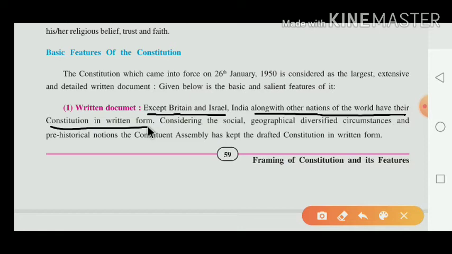It means our Indian constitution is in written form, and it considers socially and geographically diversified circumstances and pre-historical notions. The Constituent Assembly kept the draft constitution in written form. While preparing the Indian constitution, they had to see the social as well as the geographical diversification, and on that basis our Constituent Assembly kept the draft constitution in written form.